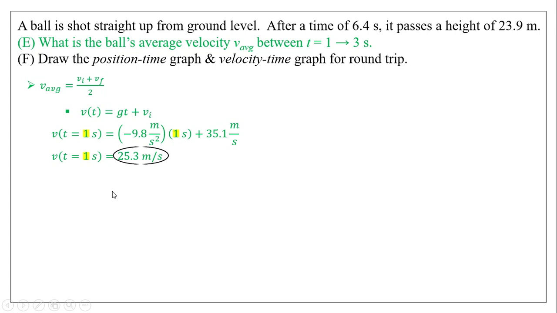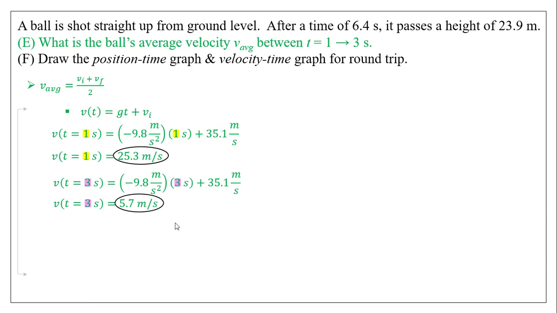So therefore, I can use the same function again, except I'm going to exercise it for 3 seconds. Same function, so G is negative 9.8, except for T, I'm going to put in 3 seconds. My VI hasn't changed because I'm going from 0 to 3 seconds. Therefore, the final velocity at 3 seconds is 5.7. It's still on its way up, it just happened to be slowing down.